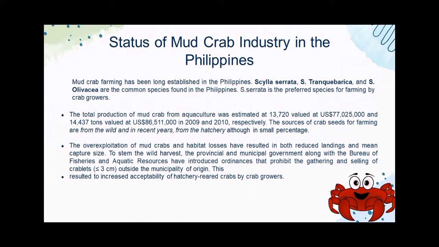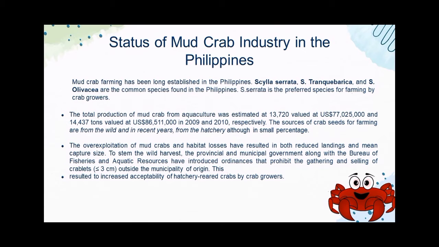So the total production of mud crab aquaculture was estimated at 13,720 tons, valued at $77,025,000 US, and 14,437 tons valued at 86,511 US dollars in the years 2009 and 2010.